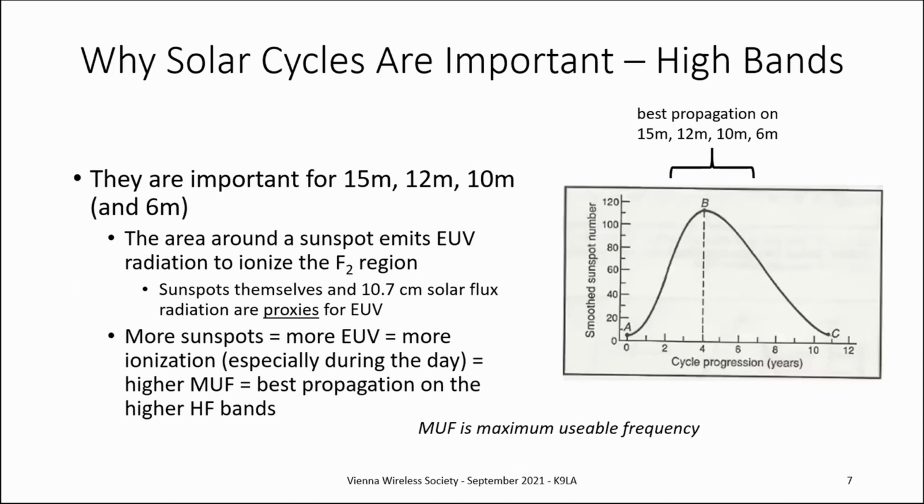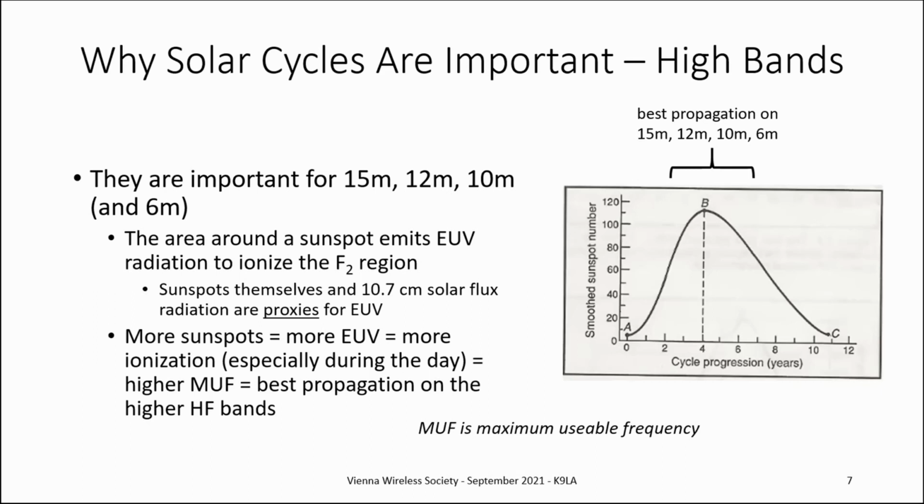So why are solar cycles so important? Well, for ham radio, they're important on the high bands because the area around a sunspot emits extreme ultraviolet radiation. And as we saw before, that ionizes the F2 region, gives us the opportunity to work long paths that are very long distance. When we have more sunspots, we have more extreme ultraviolet radiation. There's more ionization, especially during the day, and that results in a higher maximum usable frequency, MUF, which is just the highest frequency that can be supported between point A and point B on a given day at a given time. And all of that results in the best propagation on the higher HF bands.